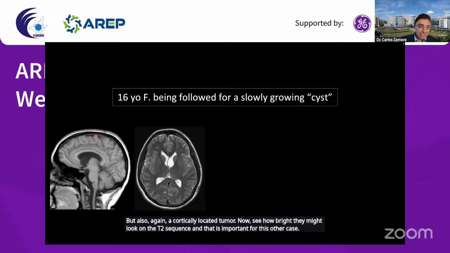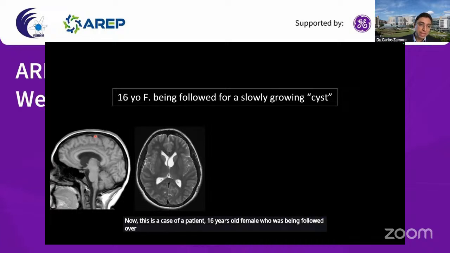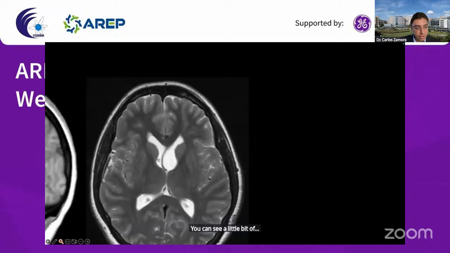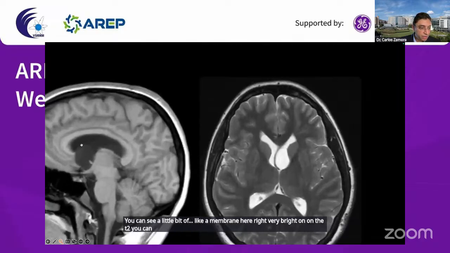Now, this is a case of a patient, a 16 year old female, who was being followed over serial scans because she was thought to have a slowly growing cyst. And you can see here on the axial T2, the left lateral ventricle almost looks like a cyst, right? You can see a little bit of a membrane here, right? Very bright on the T2. You can see it here on the T1. It's a little bit brighter than CSF.